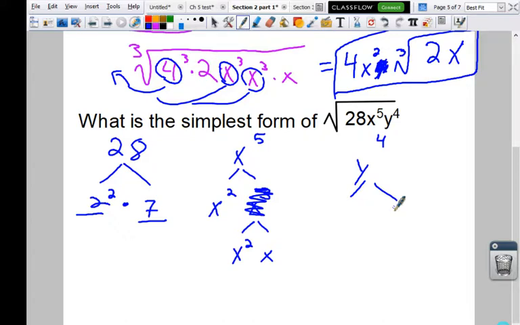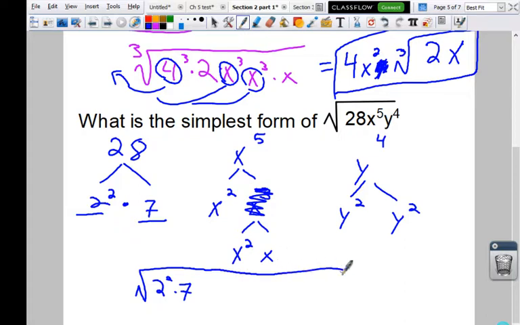Thomas, if I take a y squared out of y to the 4th, how many do I have left over? 2. And James, can I split this apart any farther? Nope. Okay. So I'm going to start rewriting now. So I got my square root. I have a 2 squared times a 7, times x squared times x squared times x times y squared times y squared.